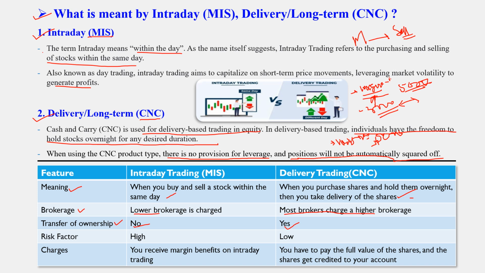Regarding the risk factor, for intraday trading the risk factor is high, and in delivery trading there is a low risk factor, right? Because within the day the market is more volatile and the risk is high. But in delivery trading we can hold the stock, there are no restrictions to sell the stock in any duration, so there is freedom. Even if the market is volatile, there is no issue, we can hold, so the risk factor will be low.